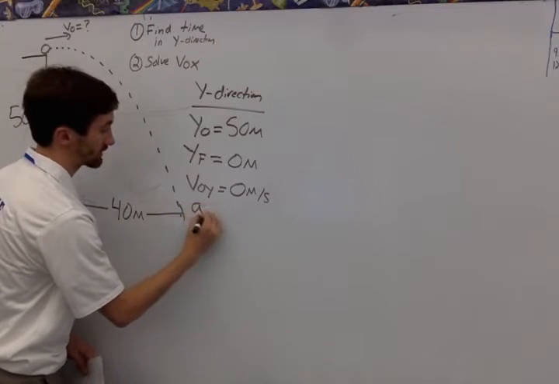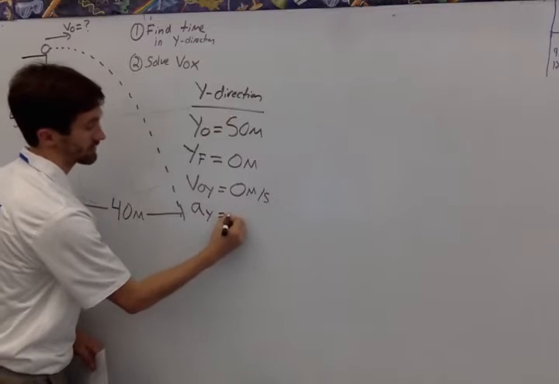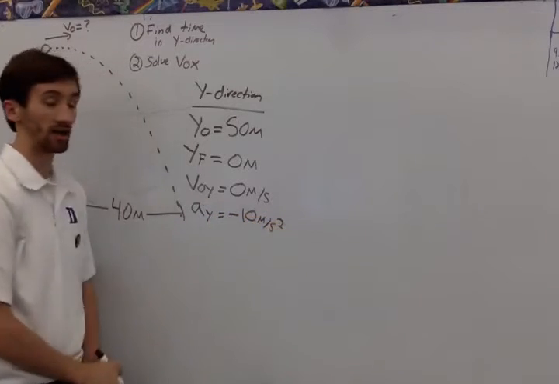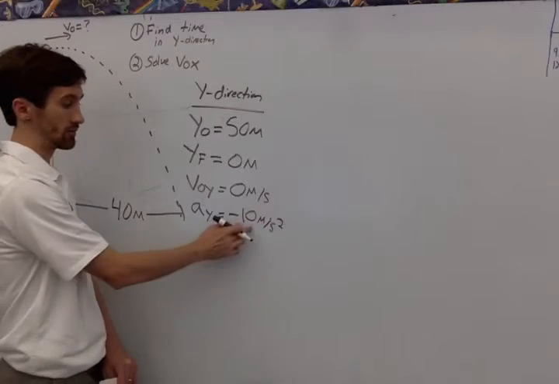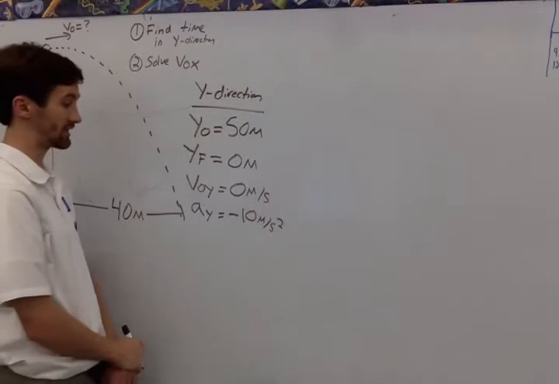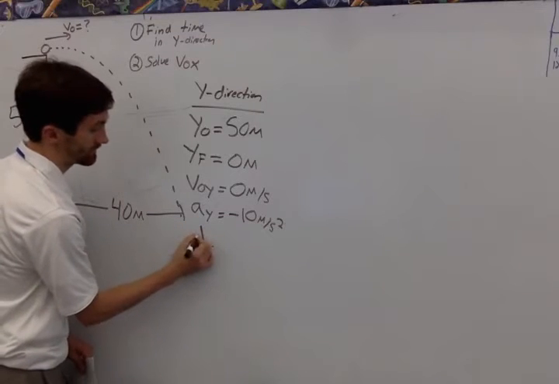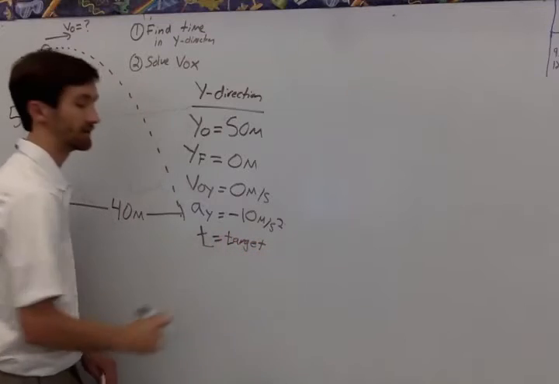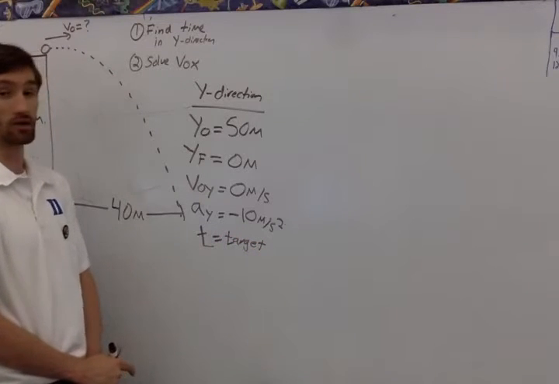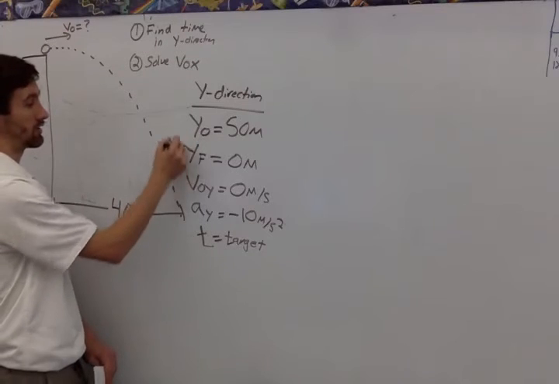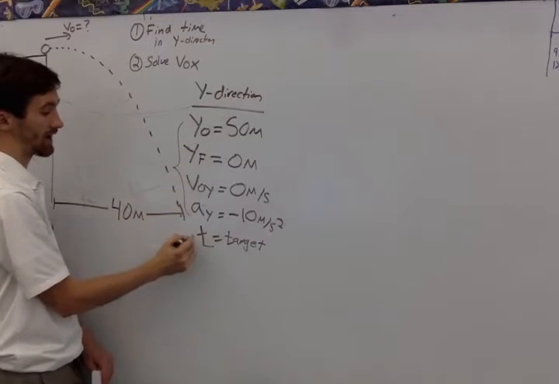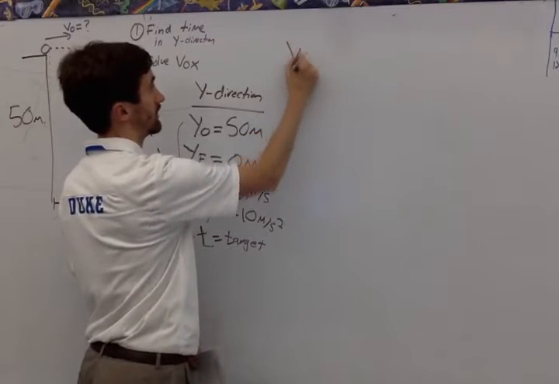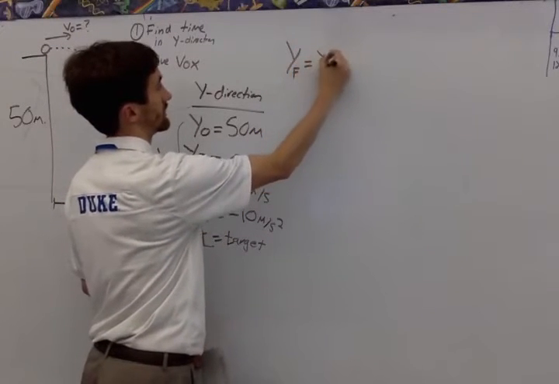We know that our acceleration in the y direction is negative 10 meters per second squared. Again, technically it's 9.8, but we're going to use 10 to make the math easier. And time is our target. That's what we are trying to find. So we're going to choose an equation that has all of our knowns and our target and has nothing else. And that's going to come out to be our second equation, number 2.